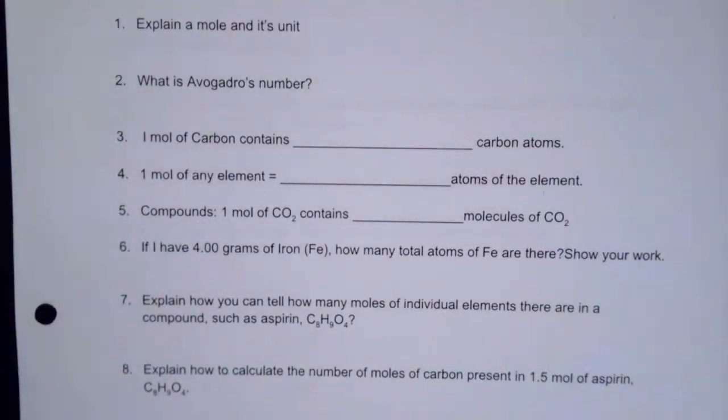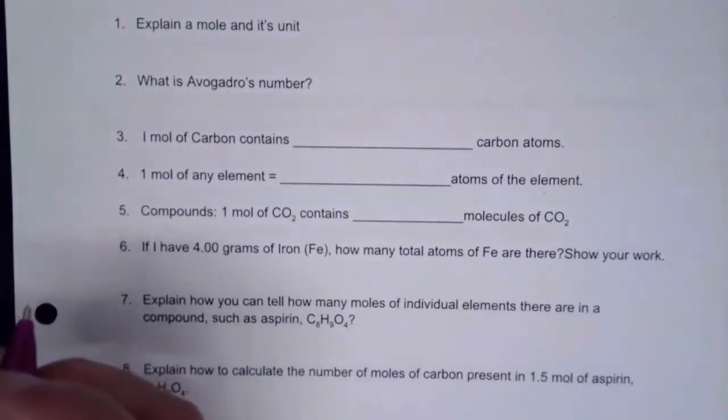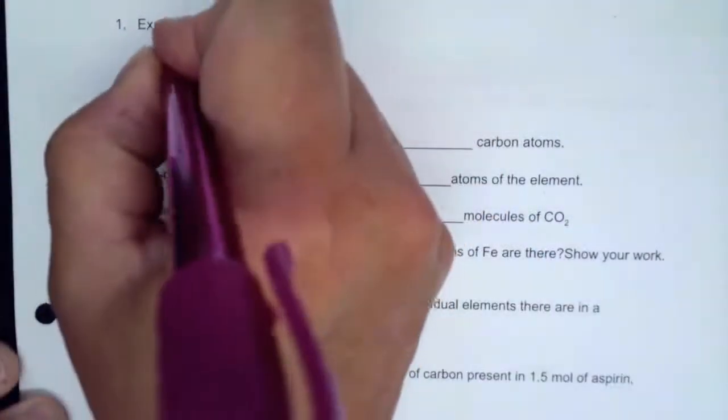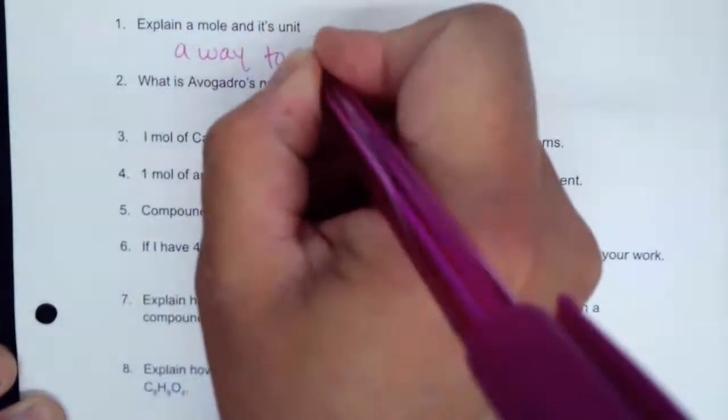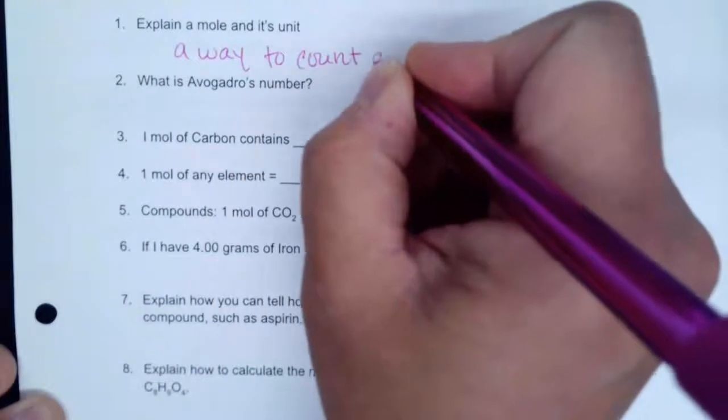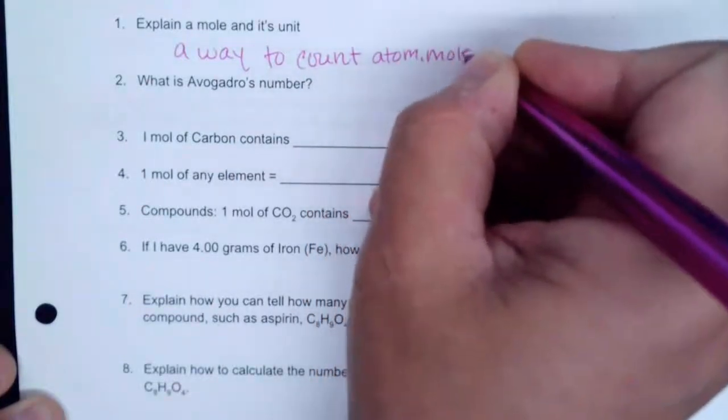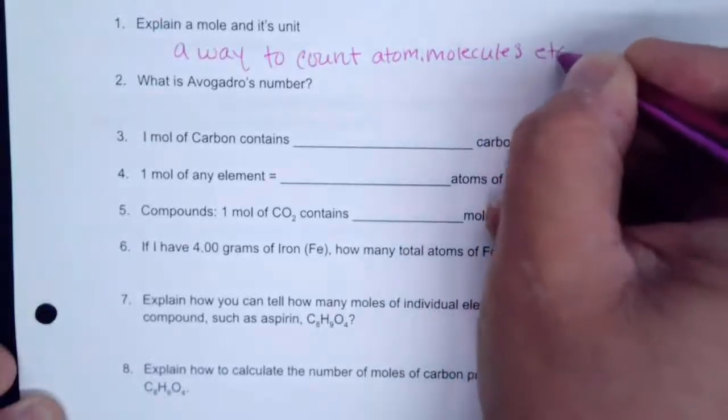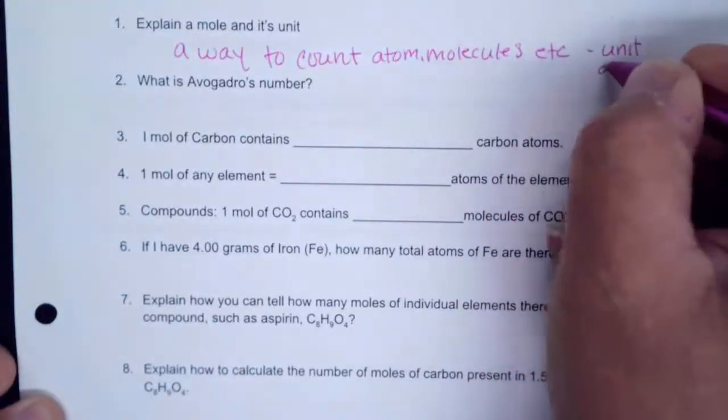So the first question is, explain what a mole is. Basically, this entire chapter is about using the units of chemistry, which is the mole. It's the unit that we're going to use to count atoms, molecules, and ions. So a mole is basically a way to count atoms, molecules, etc. It's a unit of measurement.